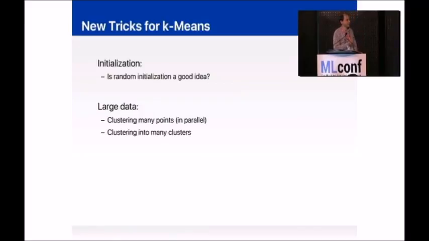Okay, so we talked a little bit about initialization. And we said, well, is random initialization a good idea? No, if it's uniformly at random. If I do a biased random sampling, then I get a much better solution to my clustering. So that's kind of classical stuff by now.